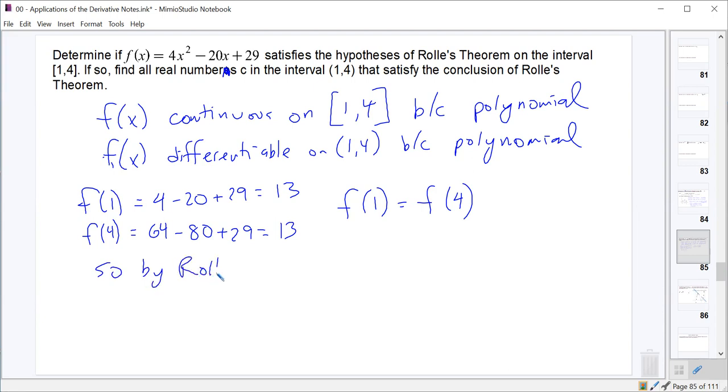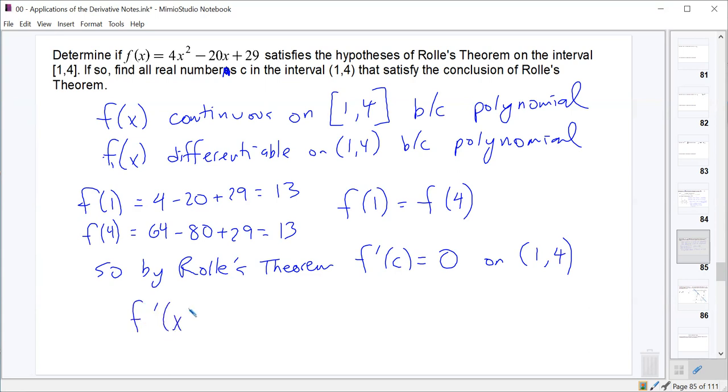by Rolle's theorem, that there must be a critical value, or a place where f prime of c is equal to 0 on the interval from 1 to 4. So by Rolle's theorem, f prime of c equals 0 somewhere on the open interval from 1 to 4. And we should very easily be able to find what that is.